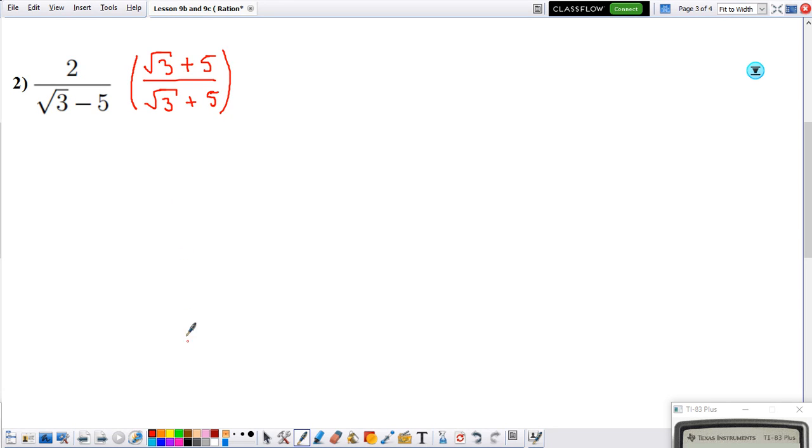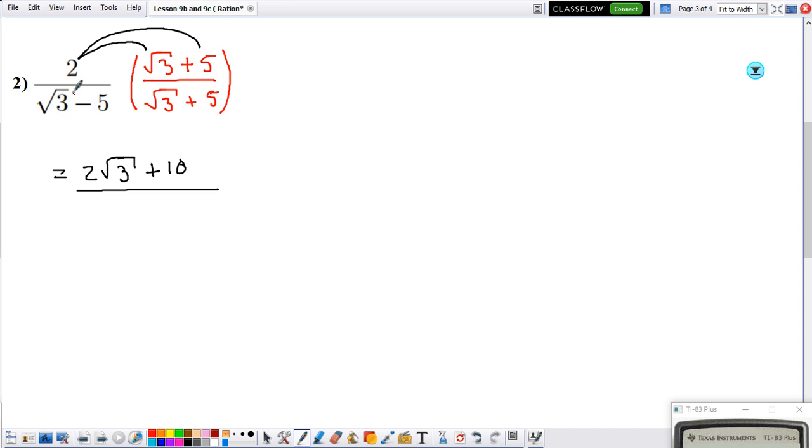And now that we have this, we can multiply. So now let's see. 2 times square root of 3 is going to give us 2 square root of 3. So that's excellent. Now we're going to have 2 times 5, so that becomes just 10. So we're done with the numerator. Now here comes the good part, which is the denominator. You're going to multiply square root of 3 minus 5 times square root of 3 plus 5.